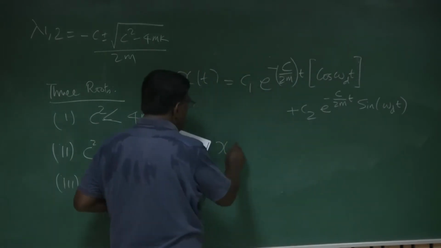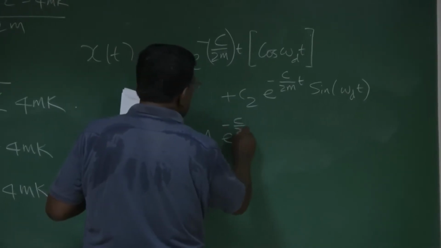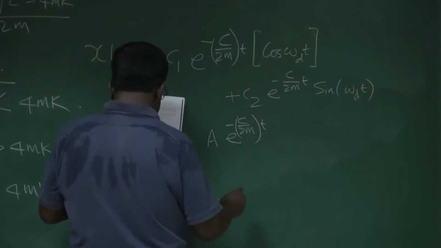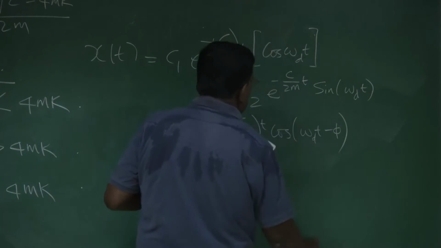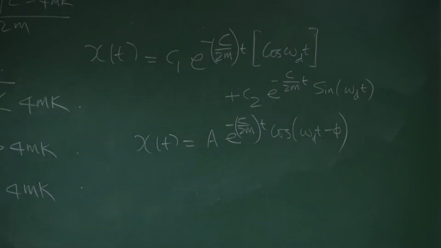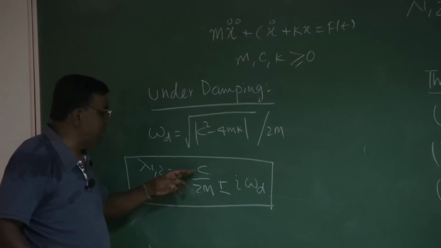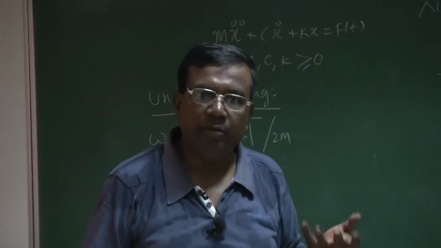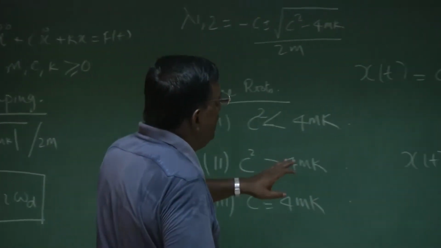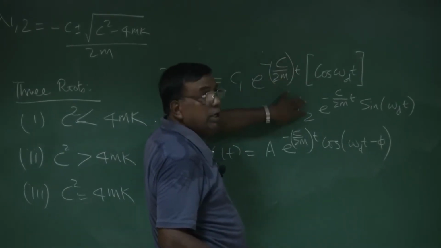Or x of t I can write as A e to the power minus c by 2m t cos of omega d t, because you know, if these are the roots, one is minus c by 2m plus i omega d, and the other is minus c by 2m minus i omega d, they are complex numbers. So there will be oscillations as far as modeling is concerned. And you could see the final solution is a sum of two basic solutions. It is a sinusoidal part, right?